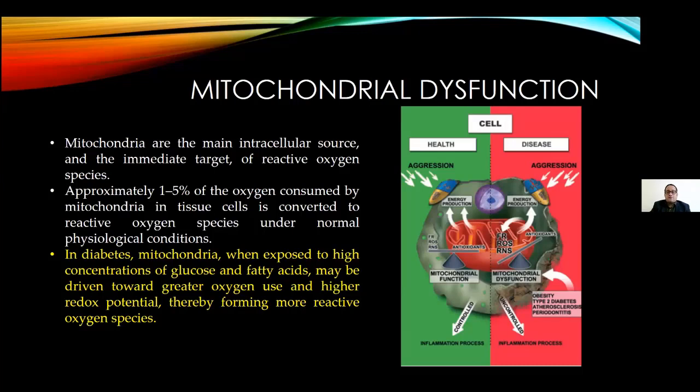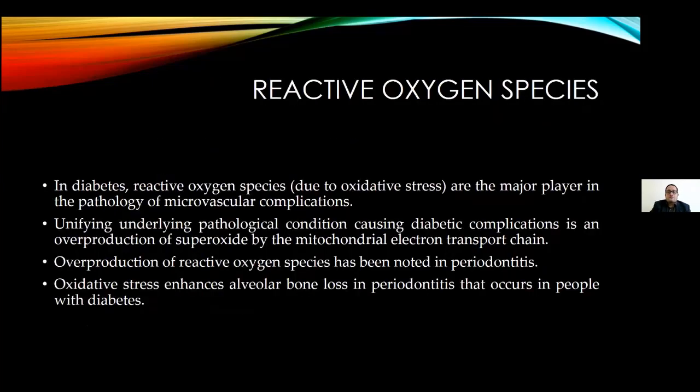So in diabetes, for that matter, mitochondria, when exposed to high concentrations of glucose, which in other words means in a state of hyperglycemia, there can be more oxygen use and higher redox potential, which brings about an increase in the formation of reactive oxygen species. So taking all this into consideration, reactive oxygen species, because of oxidative stress in diabetes, will be a major player in the pathology of microvascular complications.